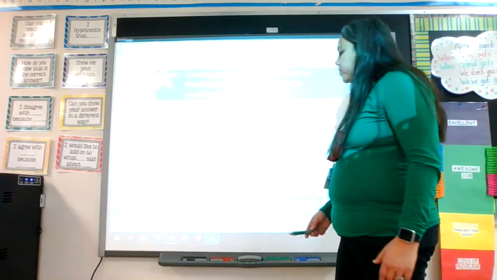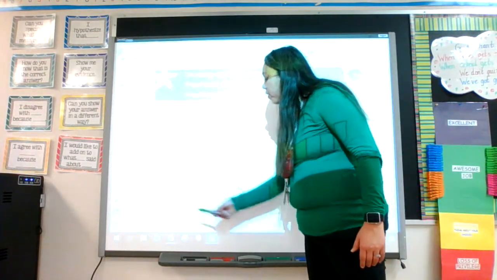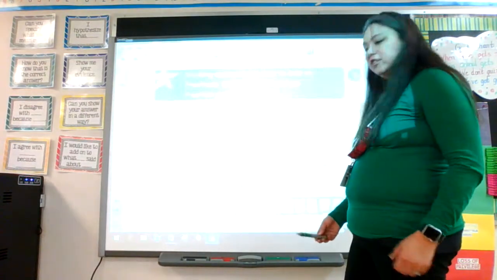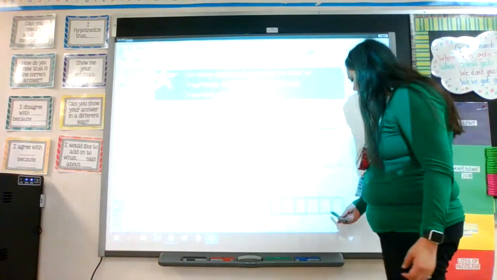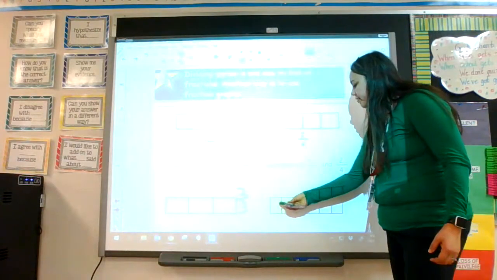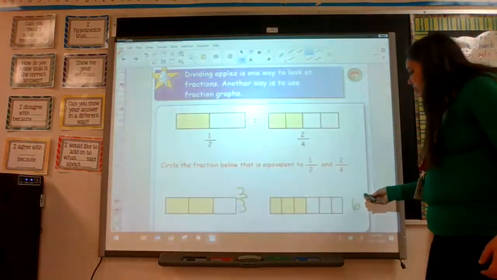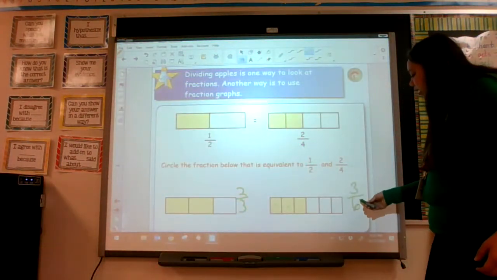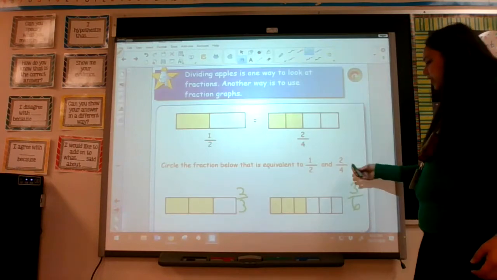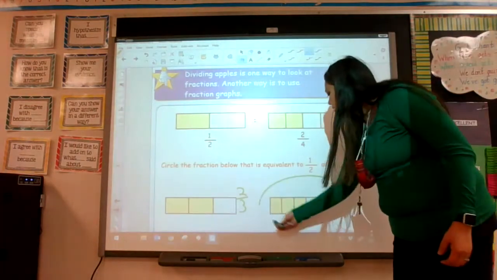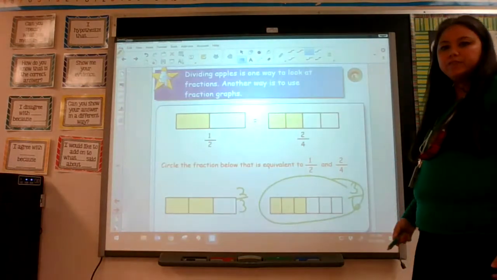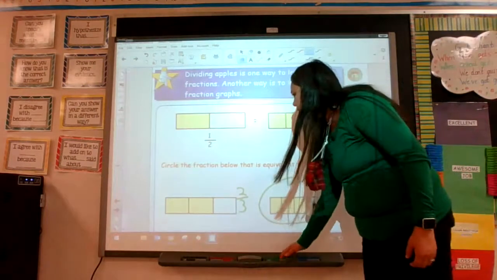Well, to show half, it would be half of what the whole is divided into. And 2 is not half of 3. But let's look here. 1, 2, 3, 4, 5, 6. This one is cut into 6 parts and they're shading 3. Is half of 6, 3? Yes. So then this one is equivalent to 1/2.